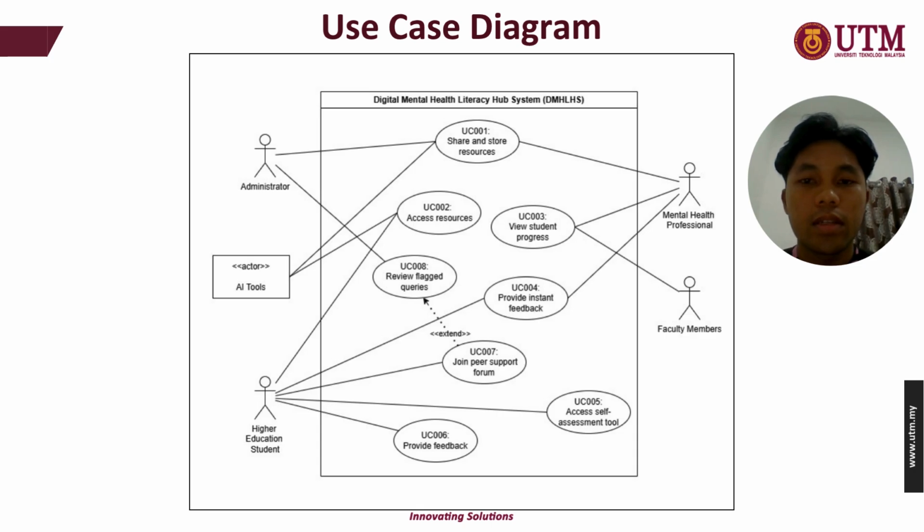This is the use case diagram for the digital mental health literacy hub system. There are four main actors: administrator, higher education student, mental health professional, and faculty members. There is also an external actor, which is AI tools. This use case diagram contains 8 use cases: share and store resources, access resources, view student progress, review flag queries, provide instant feedback, join peer support forum, access self-assessment tools, and provide feedback.